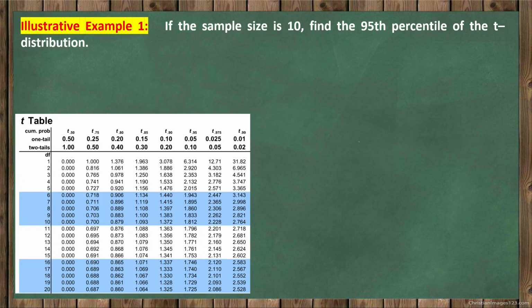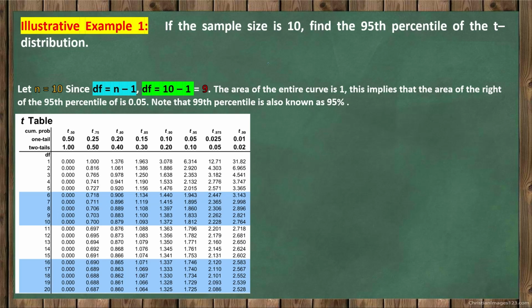So if the sample size is 10, we need to find the 95th percentile of the t-distribution. All we have to do is get the 95 percentile of the t-distribution. So first, let's get the degrees of freedom. Ang degrees of freedom natin is 9, kasi 10 minus 1 is equal to 9.